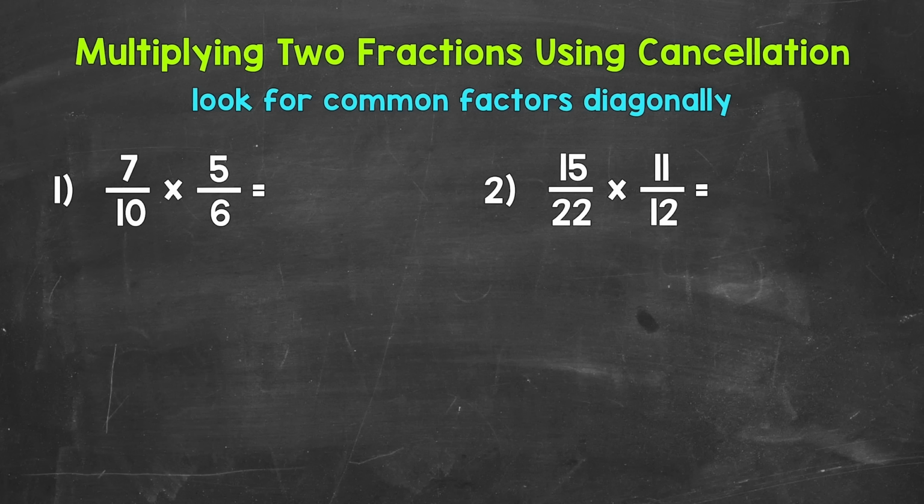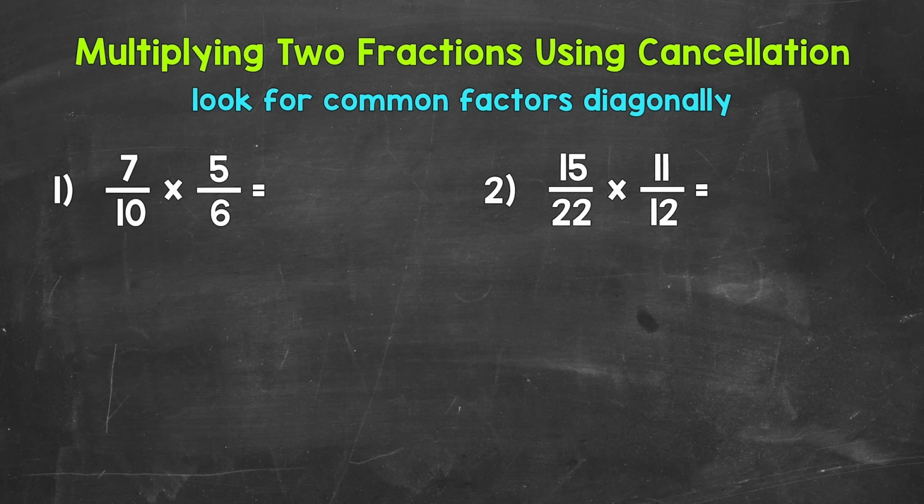Now we will take a look at using cancellation, also called cross-cancellation, when multiplying two fractions. Cancellation is a way to simplify a problem before we multiply. Now remember, when we multiply fractions, we multiply straight across. So multiply the numerators, the top numbers, and then multiply the denominators, the bottom numbers. We use cancellation before we multiply straight across. This strategy gives us smaller numbers in value to work with and easier numbers to work with.